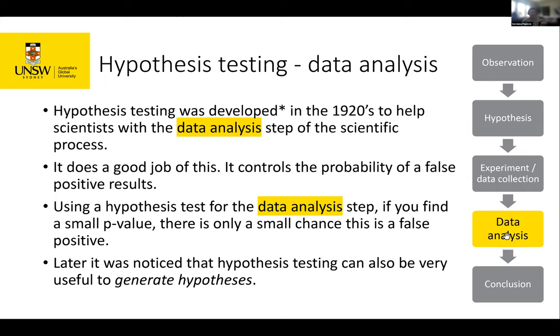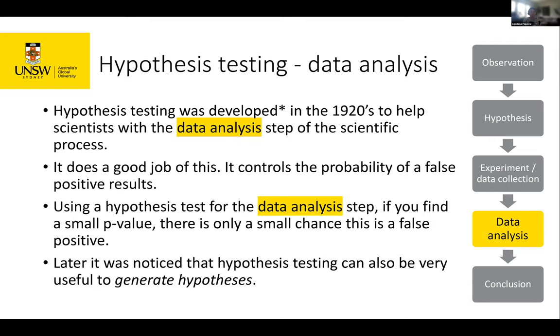It does a pretty good job of this. The primary thing that hypothesis testing does is it controls the probability of false positive results. So we don't want to say there is an effect of training a dog to associate the bell with the food and therefore salivate. We don't want to say that's true if it's not true. We don't want a false positive. And hypothesis testing does a good job, in the context of the scientific method, of controlling for false positives.